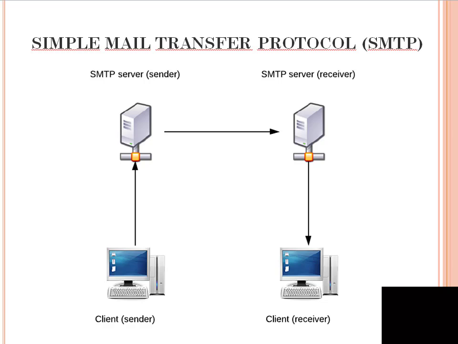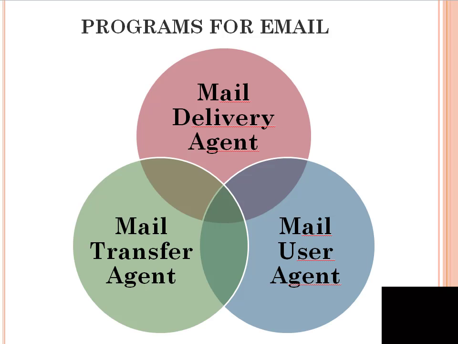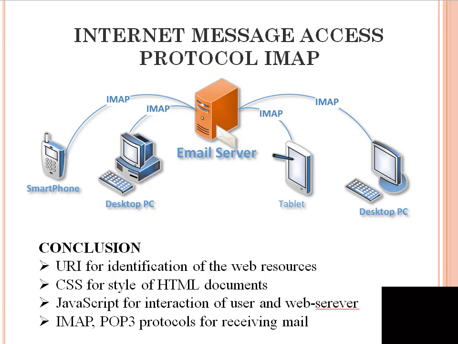About other structure, programs for email. You can see in this picture the connection between mail delivery agent, mail transfer agent, and mail user agent. Internet Message Access Protocol, IMAP. What does it mean? It includes our information from smartphone, desktop, personal computer, tablet, etc.